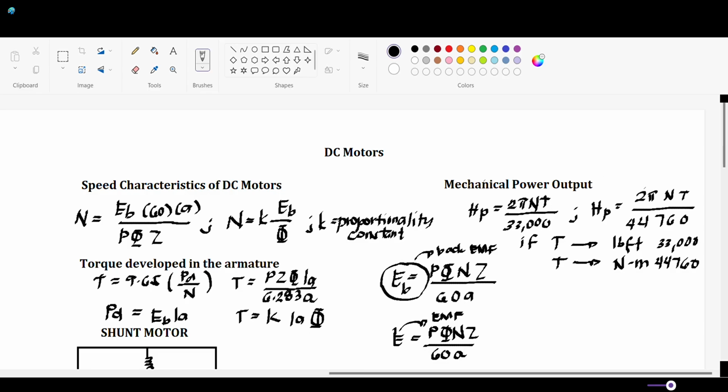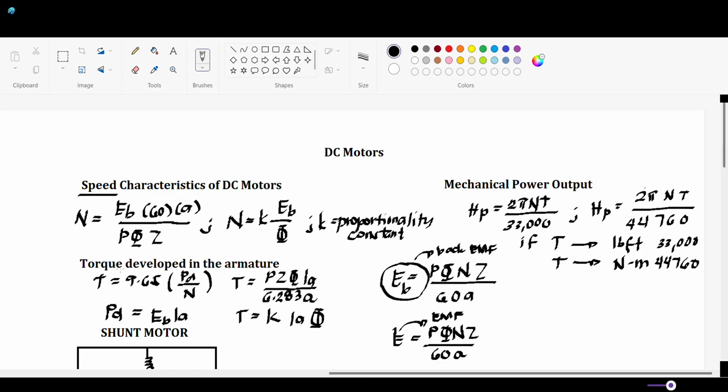And I already listed down all the formulas that we're going to use to solve problems in DC motors. To solve for the speed of the DC motor, we will use the back EMF formula, and that will become N is equal to the back EMF times 60 times A divided by number of poles, flux, and number of conductors. And we will also be using another formula: N is equal to K times the back EMF divided by flux, where K is a proportionality constant.